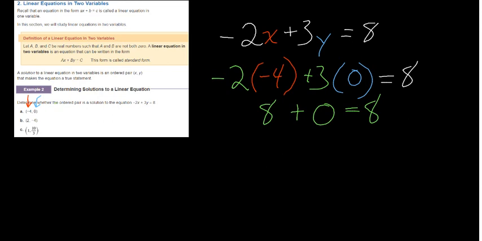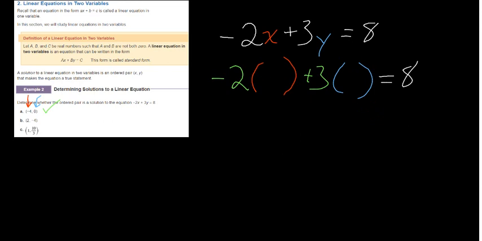Let's see. Try that again. Put check mark next to A. A does work here. Okay. So that ordered pair is a solution to that equation. All right, let's try another ordered pair.